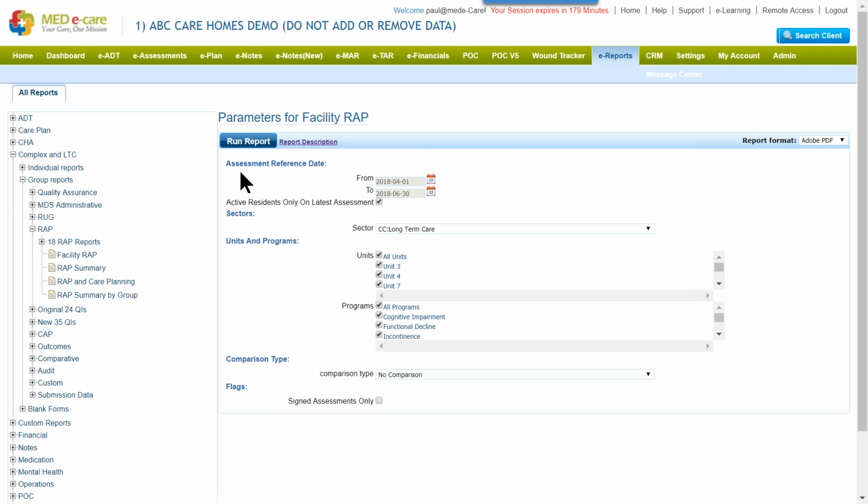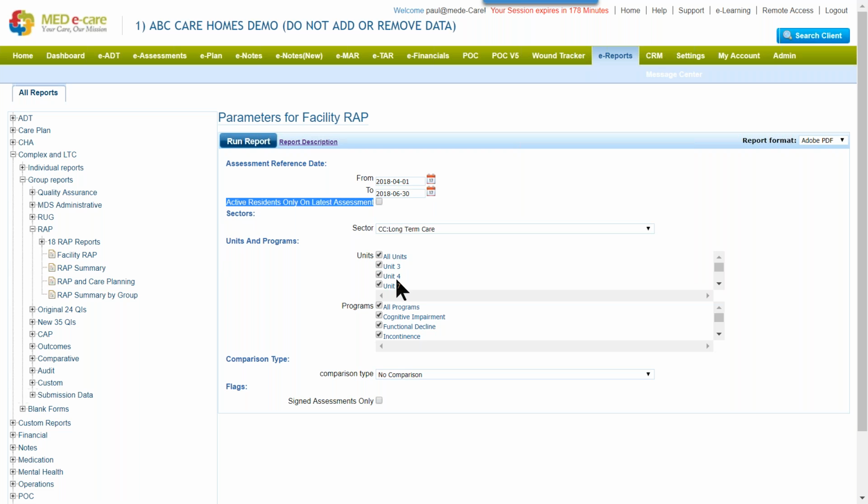RAP report. Again, just like we've seen every other time, you can see that we can pick a date range or we can pick all of the active residents on their very last assessment they had. If we want to pick a date range, we can turn that off and pick any date range that we want. A given quarter, 2 quarters, 3 quarters, an entire year if we want to, okay, or more. The sector field doesn't apply to anything that we're doing, okay? So we don't have to look at sector.